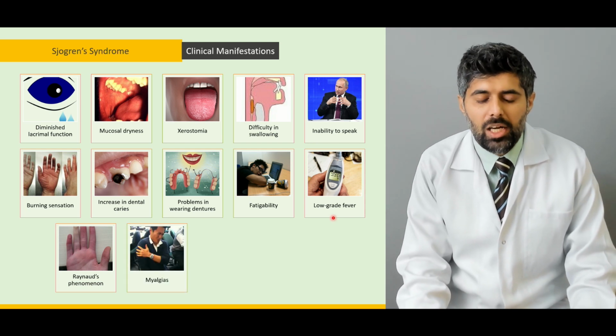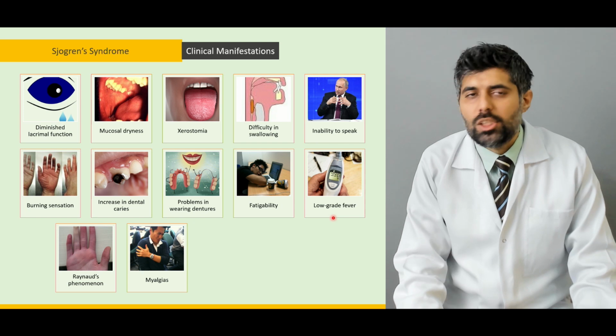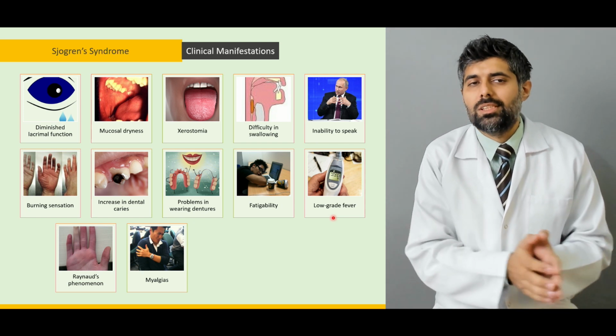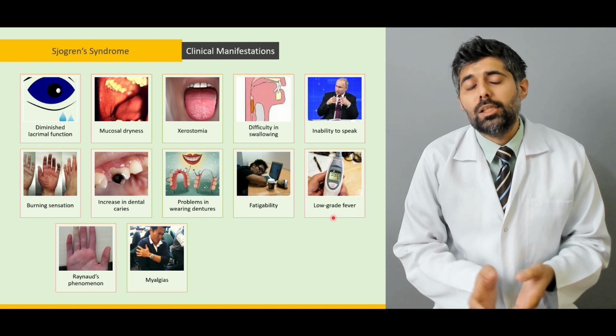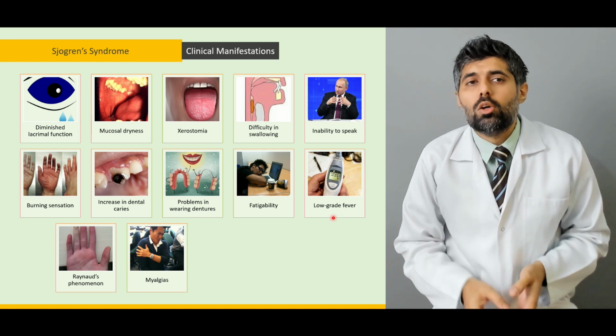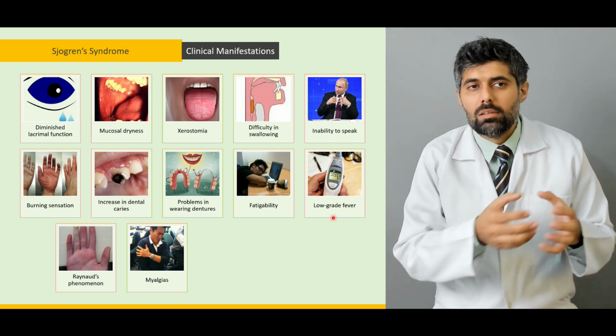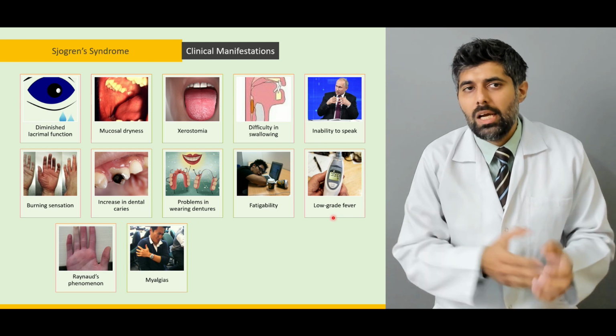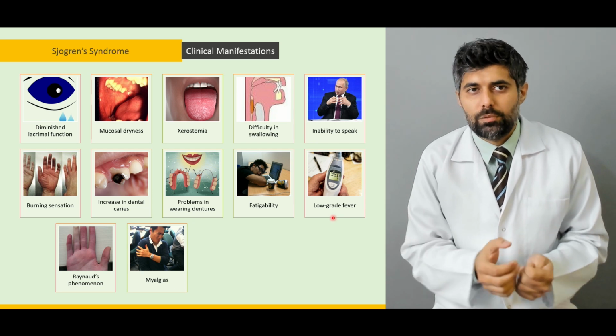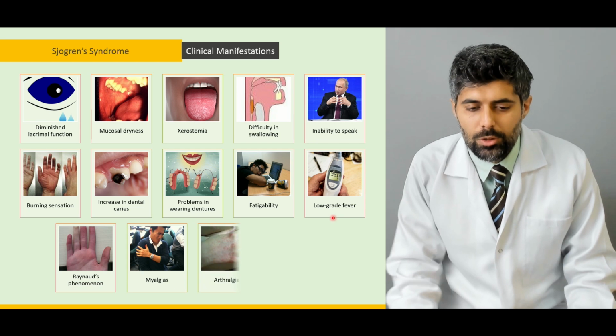Then we have the myalgias. Again, myalgias have to do with the fact that it's an autoimmune disease. It is not usually seen, it's an uncommon symptom, but it should not be disregarded and should be kept in mind that it is part of the symptomology of the Sjogren syndrome.